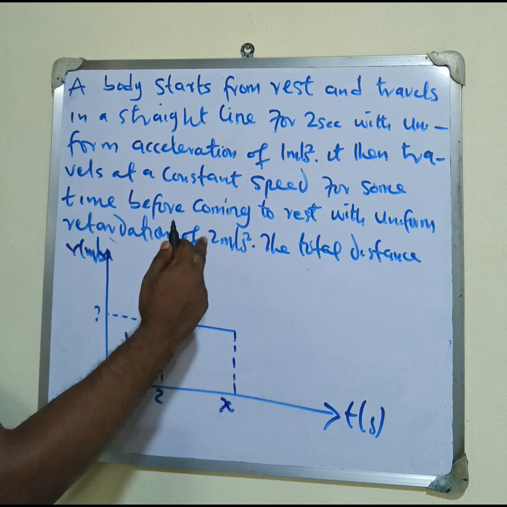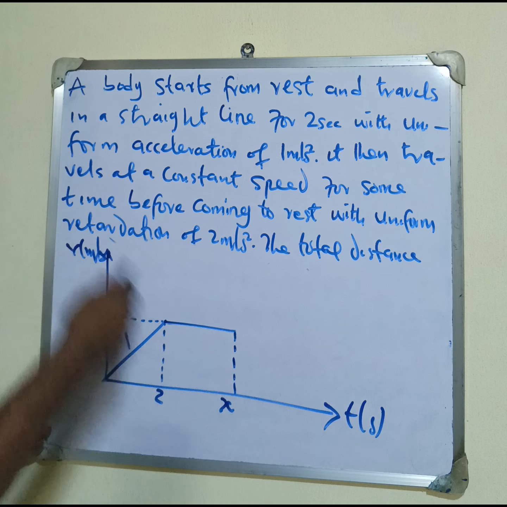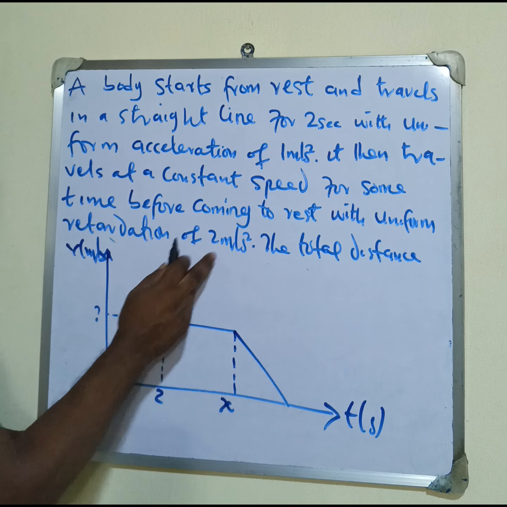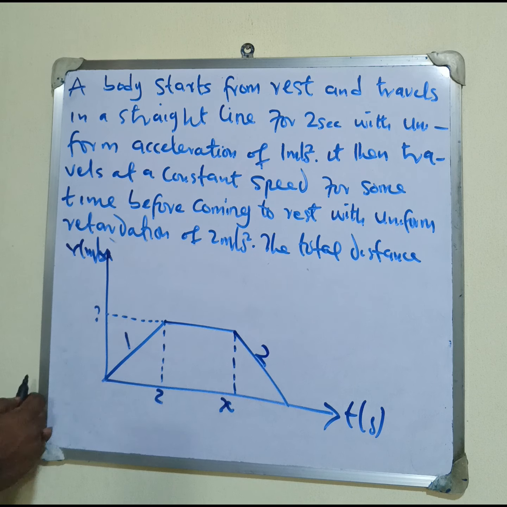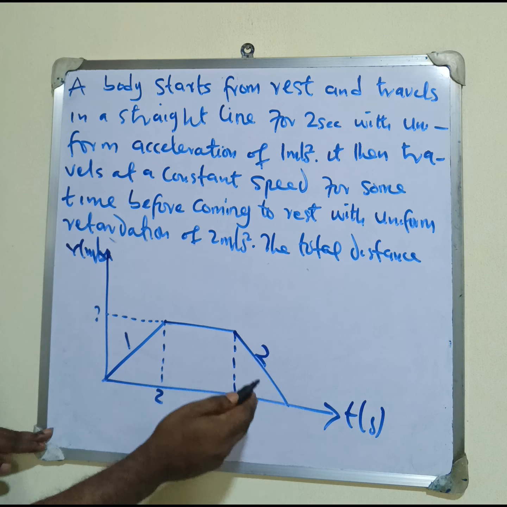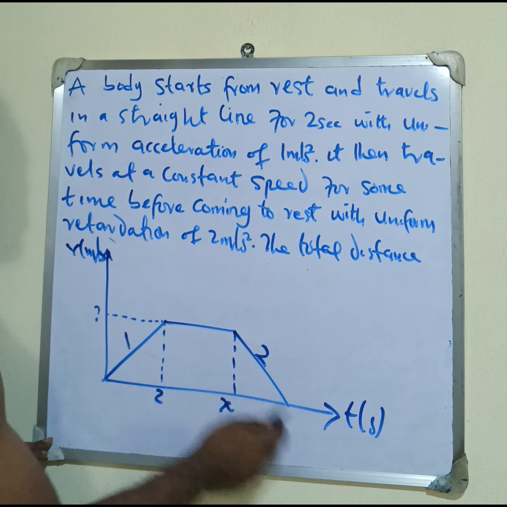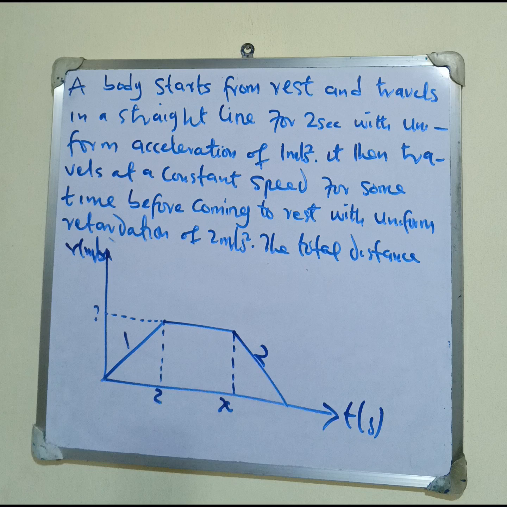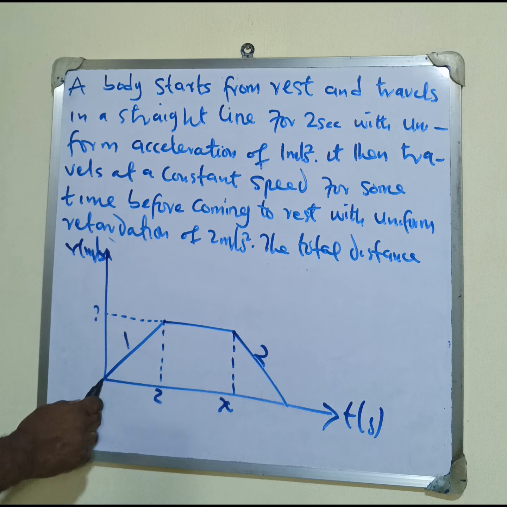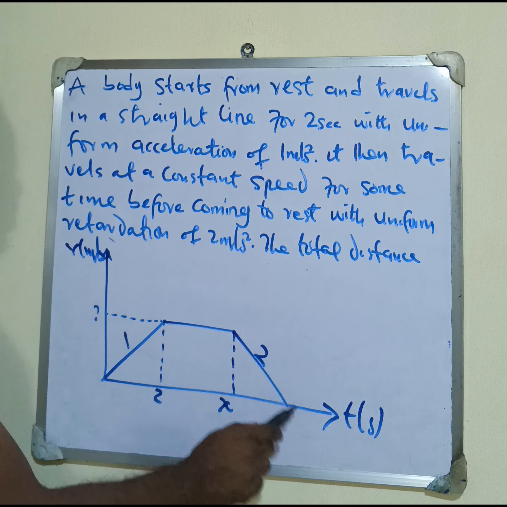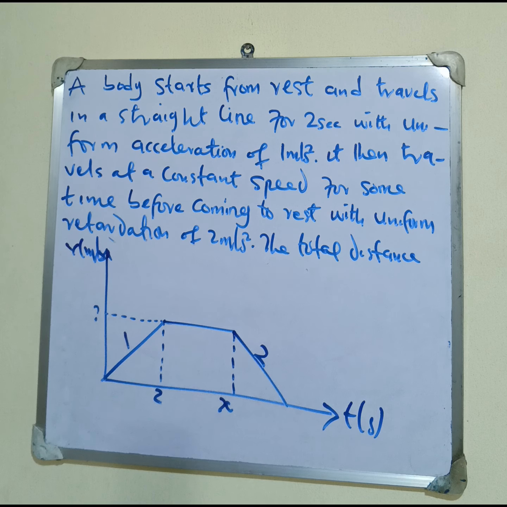Then it now decelerates uniformly, that is retardation, uniformly to rest. You're given the retardation 2, that is the slope there. Then for how many seconds? You don't have it. You just come to rest. This is your diagram now. The acceleration, the constant velocity, and the retardation. So you have everything in position.